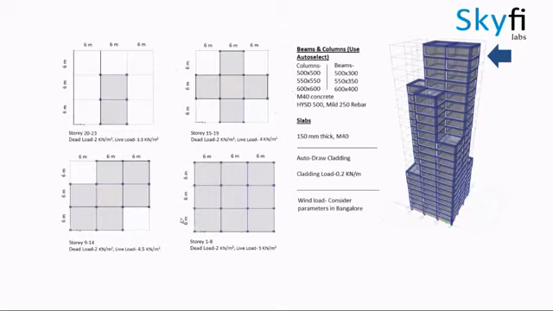The materials used are M40 concrete, HYSD 500 and mild steel 250 for rebar. For the slab, the dimensions are 150 mm thick and of the material M40. We will draw the auto cladding with a cladding load of 0.2 kN per meter on the external beam. Wind load is to be considered as a parameter for Bangalore, where we will use IS 875-1987 part 3 for all the wind load categories.